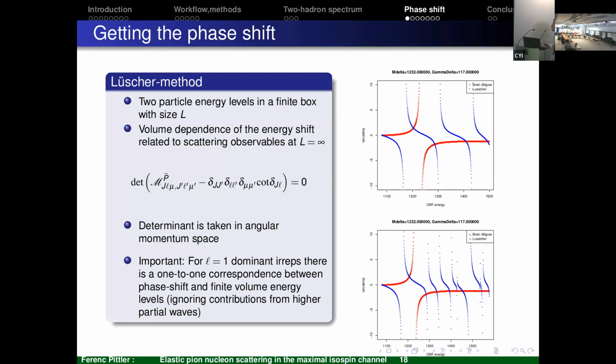So we are computing these blue curves, which is the Lüscher finite volume function, and the red curve, which is just the parametrization of the scattering amplitude, assuming a resonance. What we are interested in is the crossing point of these curves. Those will be the prediction of the finite volume energy levels.